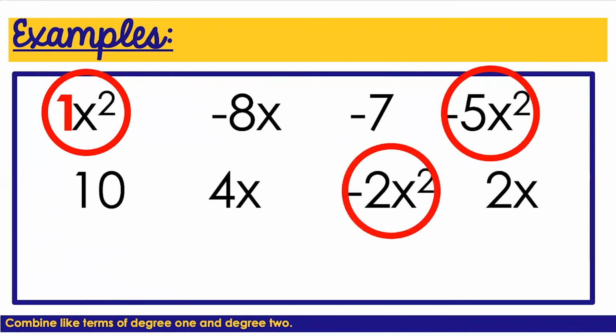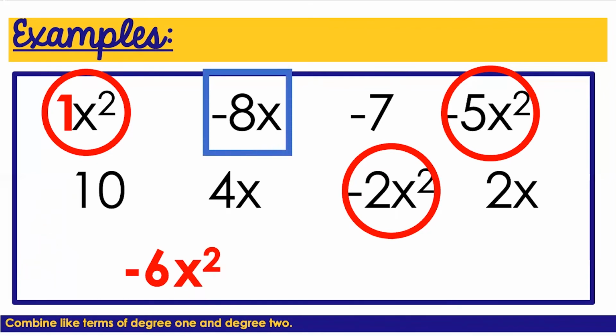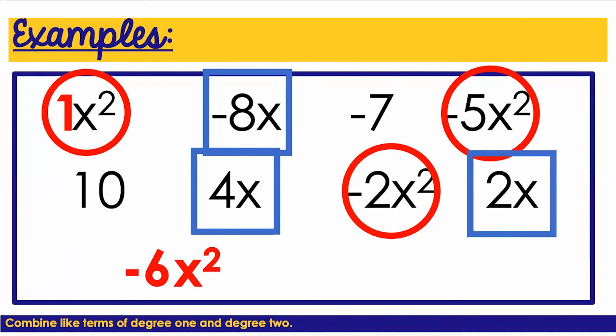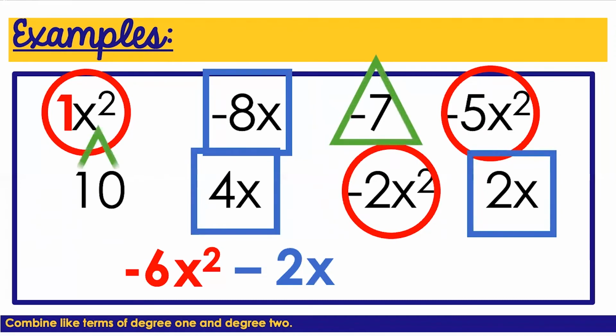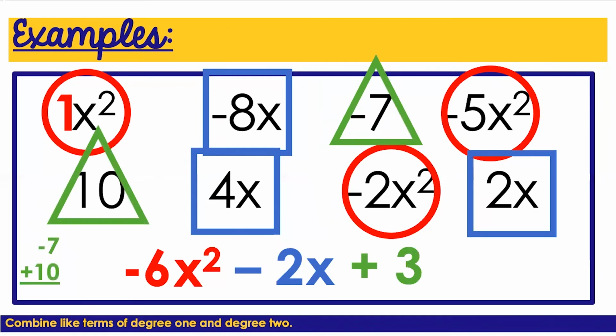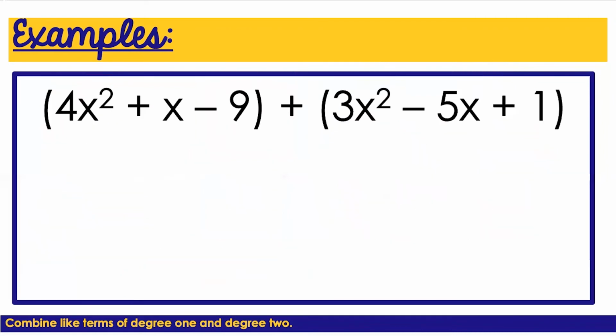Again, we need that 1 in front of the x. So we have now 1 plus -5 plus -2, and that gives us a -6. Bring over the x squared. Now we move on to terms that have no exponent. That's going to be our -8x. We're going to combine that with 4x and with 2x. Combine the coefficients, -8 plus 4 plus 2 gives us -2, and bring over your x. Lastly, the constants, -7, +10, combine those, and we get +3. There's our final answer. Now we're moving on to the grade level problems.